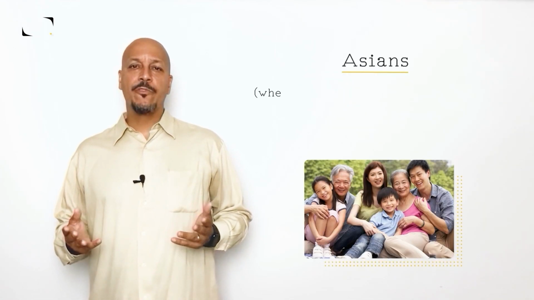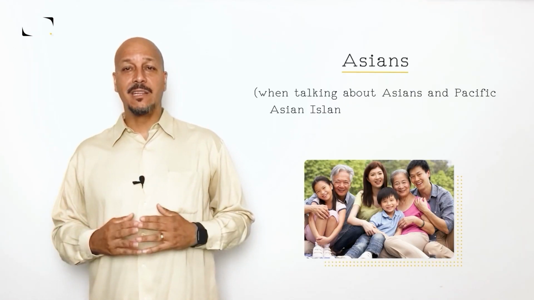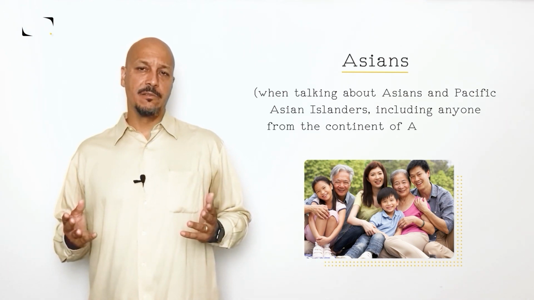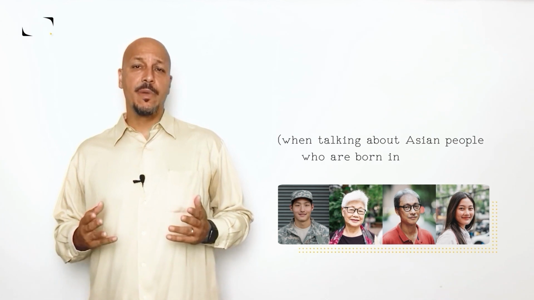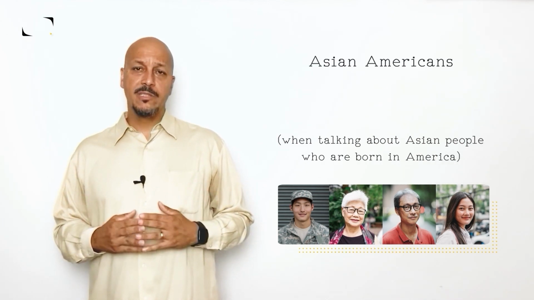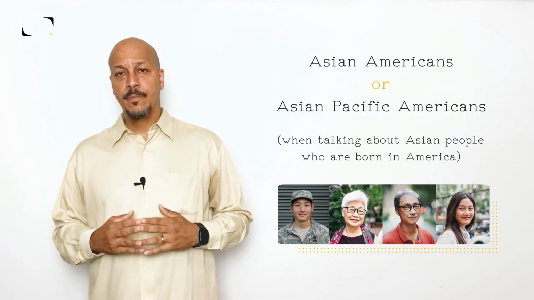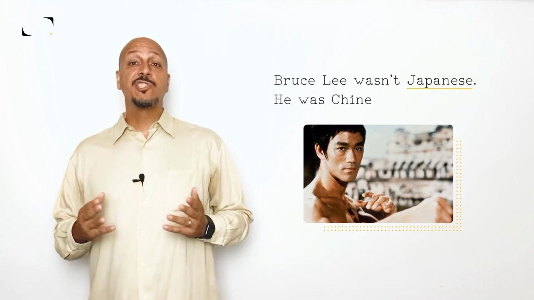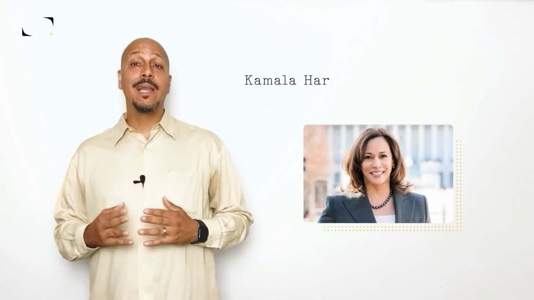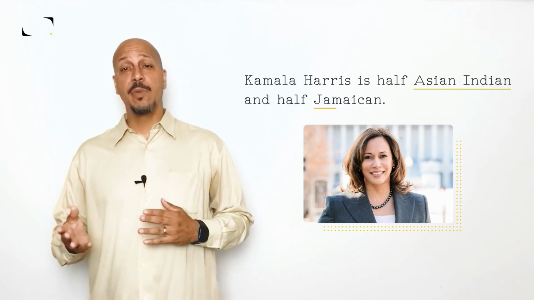The term Asian refers to Asians and Pacific Asian Islanders, which includes anyone from the continent of Asia and its surrounding islands. People of Asian descent who are born in America can be called Asian Americans or Asian Pacific Americans. However, because of the diversity of this group, it's best to refer to people by ethnicity, which means their cultural identification. For example, you can say Bruce Lee wasn't Japanese, he was Chinese. Kim Jong-un is my favorite Korean K-pop artist, or Kamala Harris is half Asian Indian and half Jamaican.